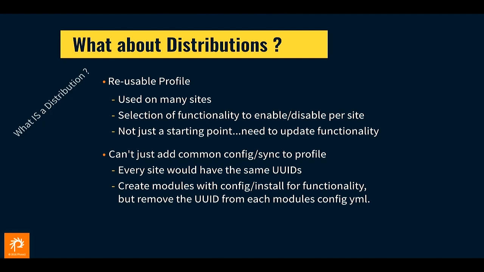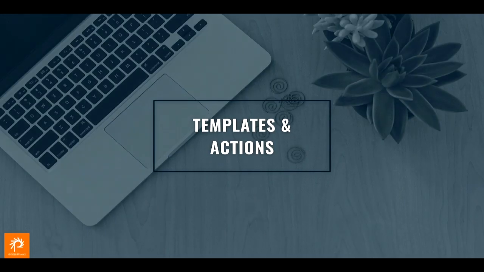So what you need to do is, for your distribution functionality, you create a module, you put the config install directory, you put the config in there, and you remove the UUID so that you can reuse that module on another site. And that sounds pretty much like what Features does, right? So why not reuse it? I think we're almost to the closing point here, so we're getting good.